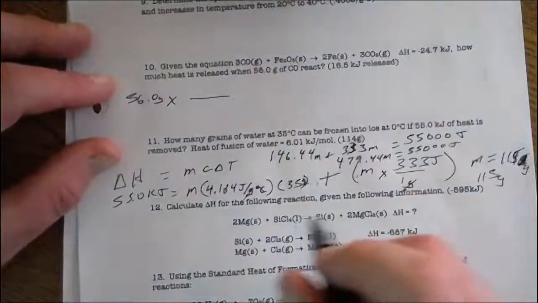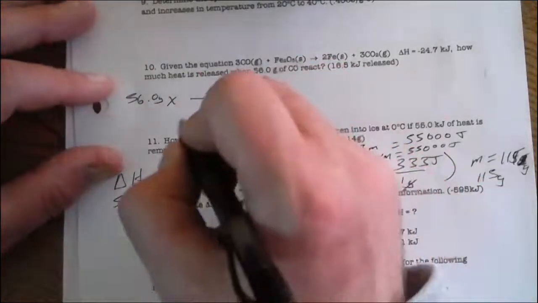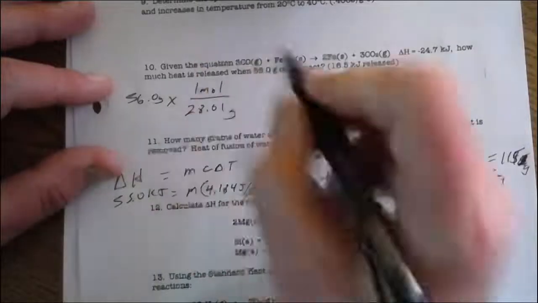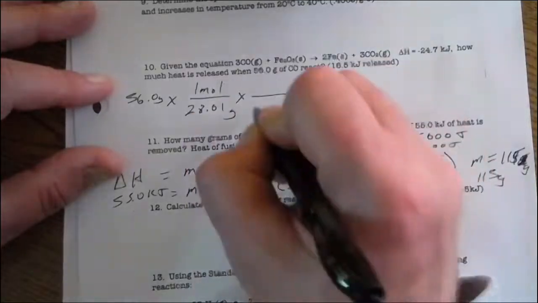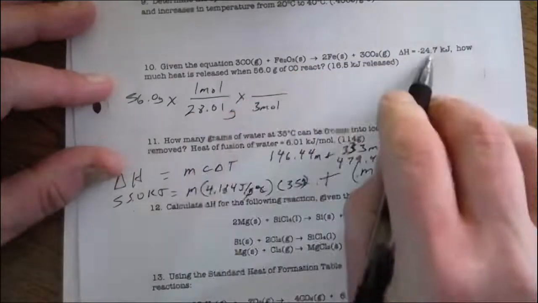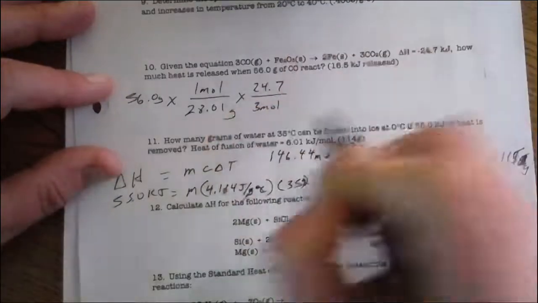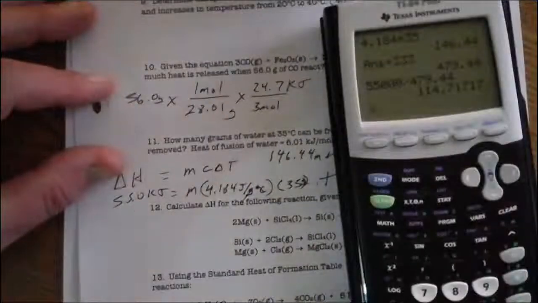What's 12.01 plus 16? Is that 28.01? Yeah. Every 28.01 grams is 1 mole. And every how many moles for carbon monoxide? Every 3 moles is how much energy released? Again, since it is being released and we know that, we're just going to change that to positive. 56 divided by 28.01 times 24.7.